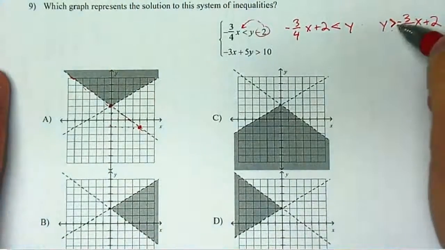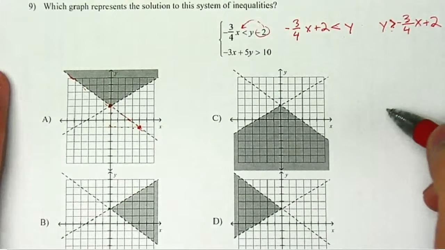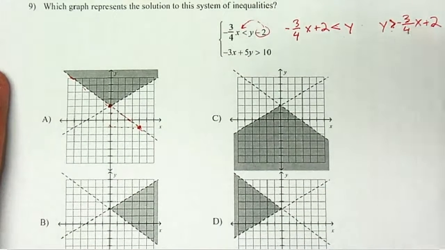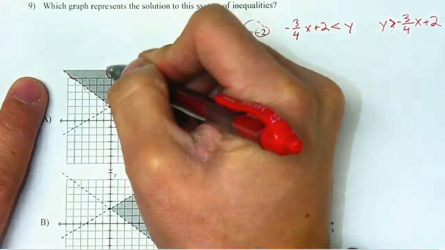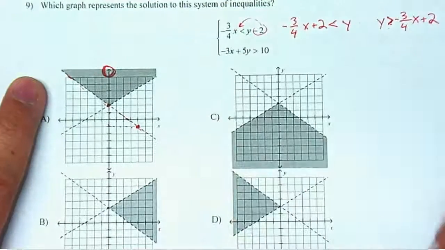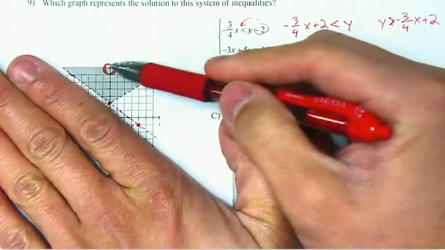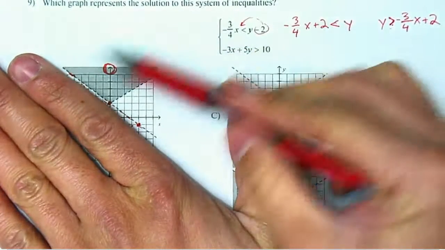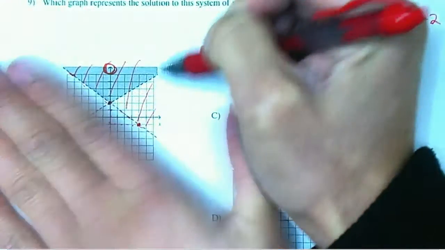Now I want to shade the side that is greater than negative 3 over 4x plus 2. So greater than, that just means the top side. So the y is the top side. So I like to look at the y-axis and see if the y is pointing upwards there. So this side of the line, everything on that side is where I want to shade. So I'll do this in red. Ignore that other line.